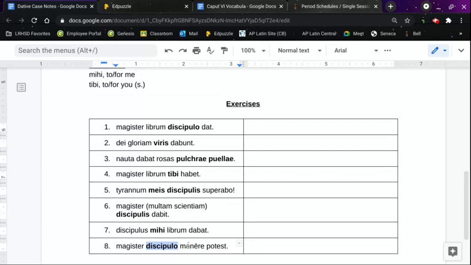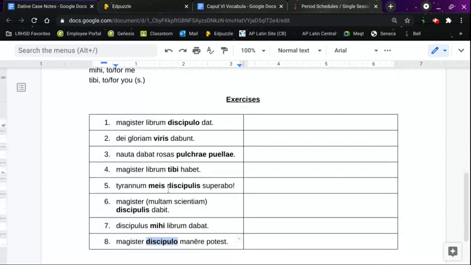All right, the teacher is able to remain for the student. All right, that's kind of how the dative case works. I know there's a lot of different noun forms, but you guys will get used to them the more practice we do with them. All right, make the corrections and resubmit if you need to.